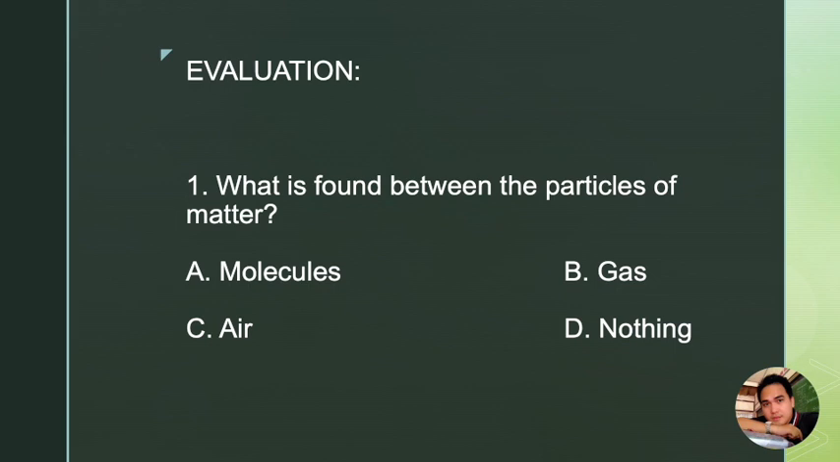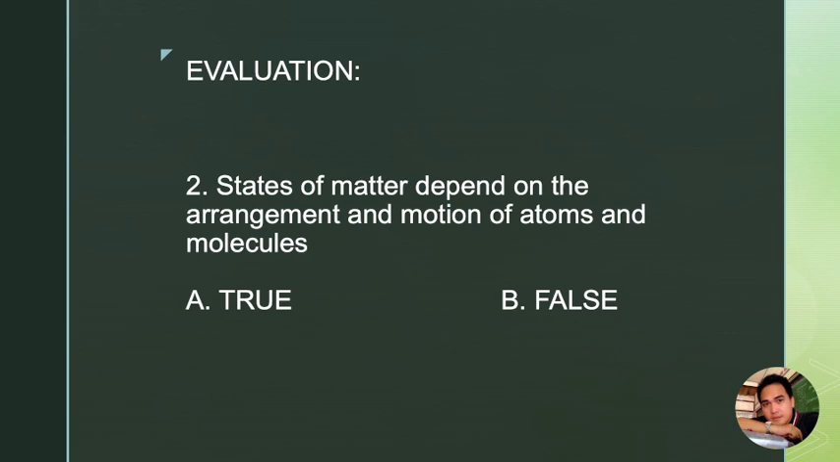Correct. The correct answer is letter D. Nothing. There's nothing between the particles of matter. It's just plain space or void. Question number 2. True or false? States of matter depend on the arrangement and motion of atoms and molecules. Correct. The answer is letter A. True.